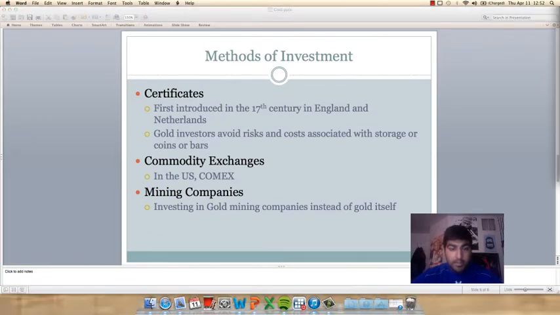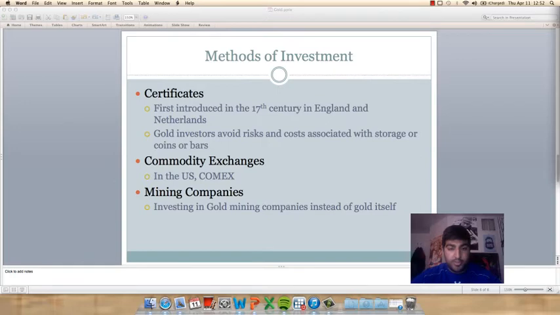The next method of investing in gold is certificates. These avoid all costs and risk associated with transfer and storage of gold. Banks can issue gold certificates, which can be on an allocated or unallocated basis. The first gold certificates were issued in the 17th century in England and the Netherlands, and nearly 200 years later were issued in the U.S.